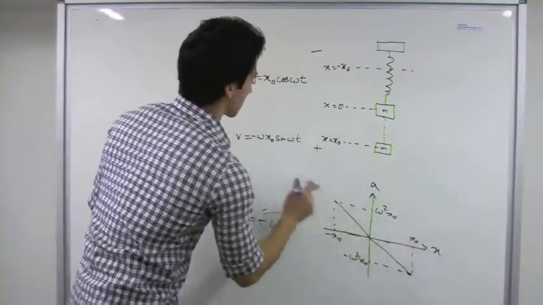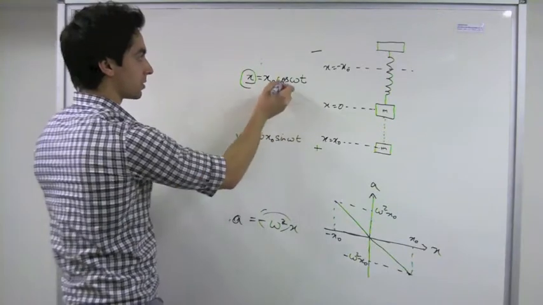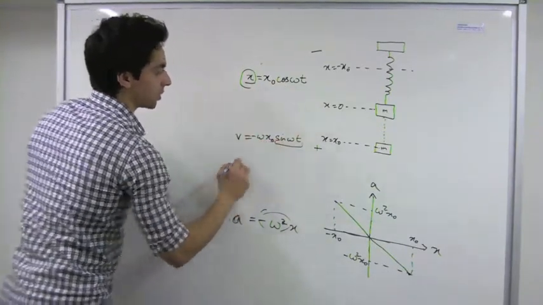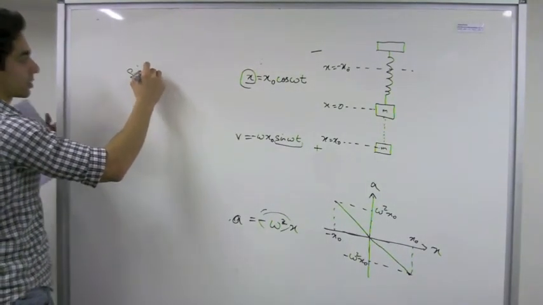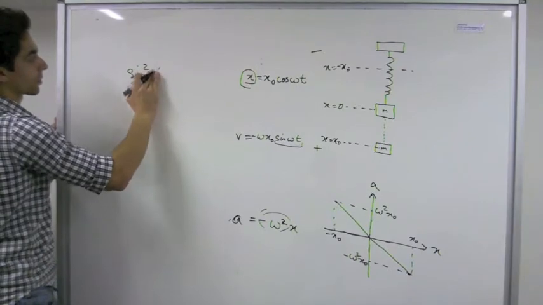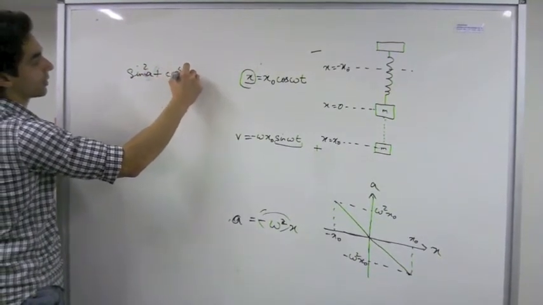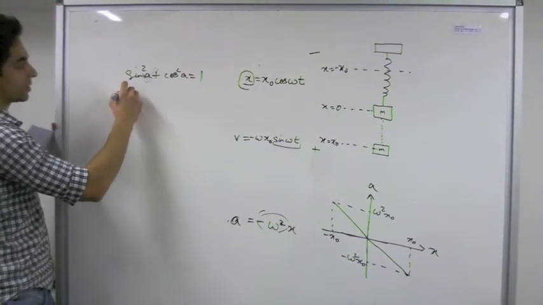Acceleration varies with displacement. Now the last part is how velocity varies with displacement. Over here I need to change the sine term to a cosine term. How do I do that? Via this trigonometric relationship: sine squared A plus cosine squared A equals 1. This is a trigonometric identity that the student should be familiar with.